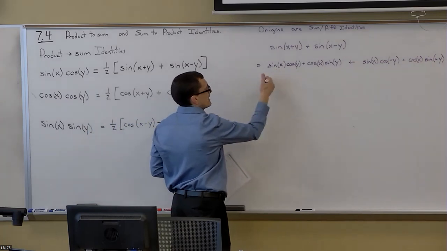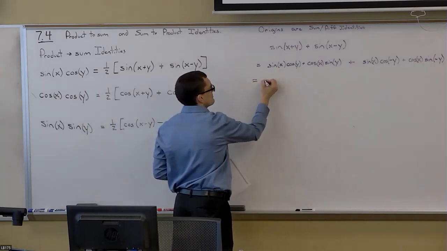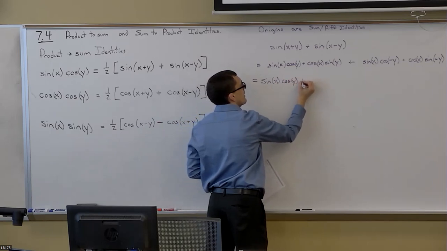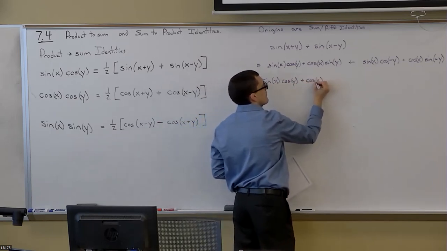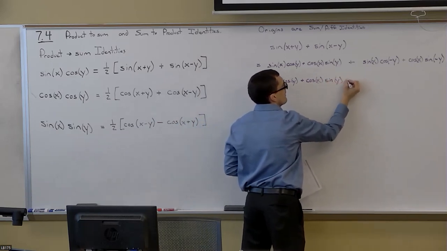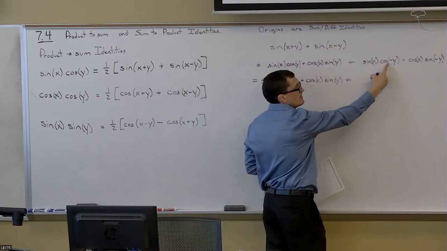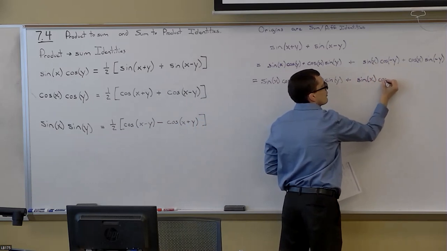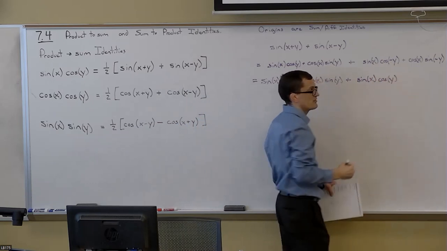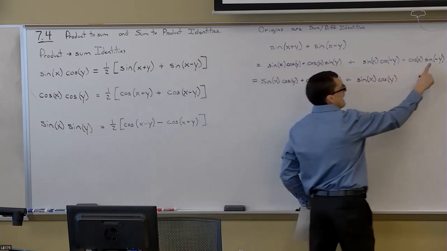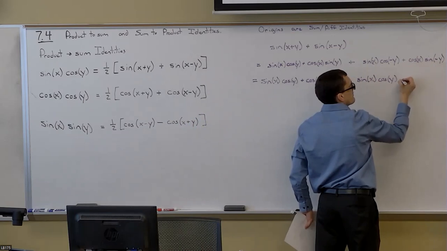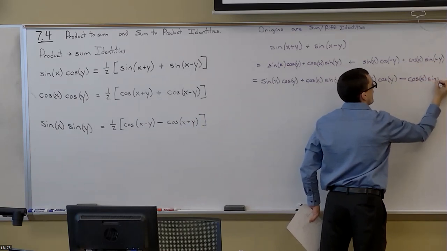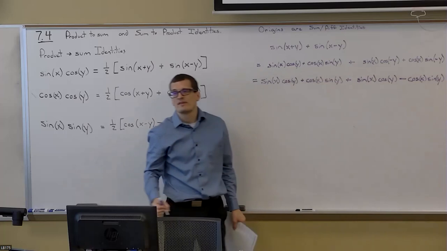Now we use the even odd features of sine and cosine. So this is sine x cosine of y plus cosine of x sine y. The evenness of cosine says it'll absorb that negative, and I can write sine x times cosine of positive y. The oddness of sine says I can pull that minus sign out front.